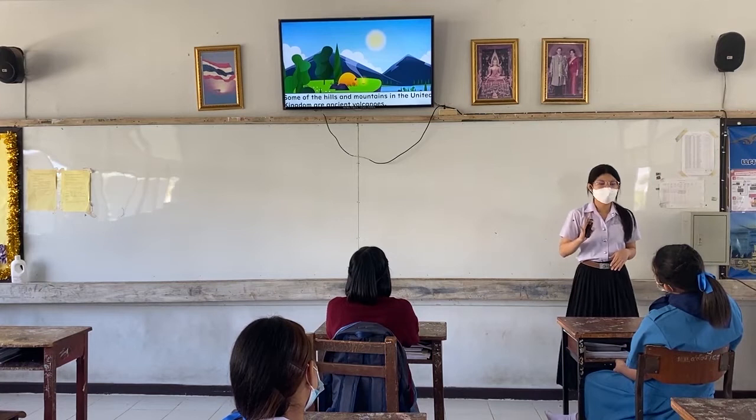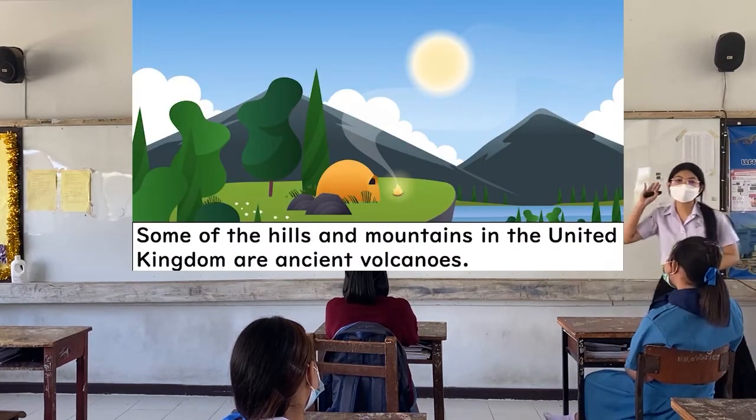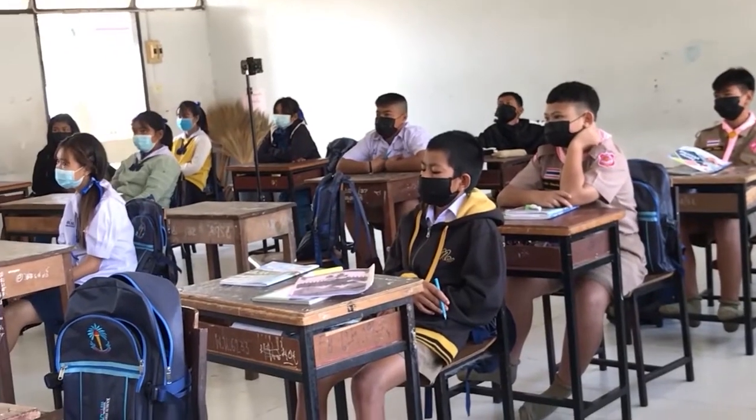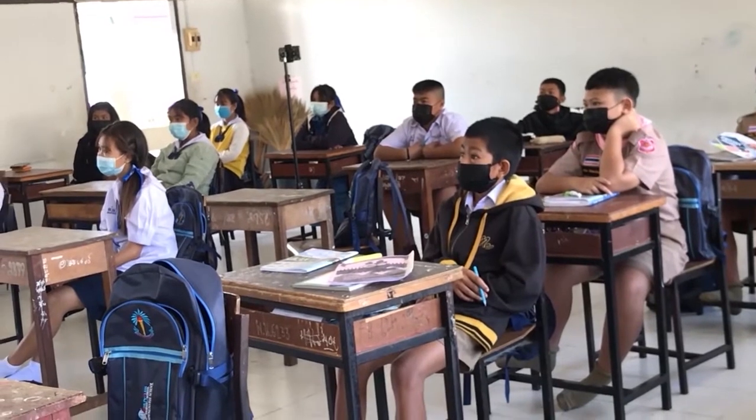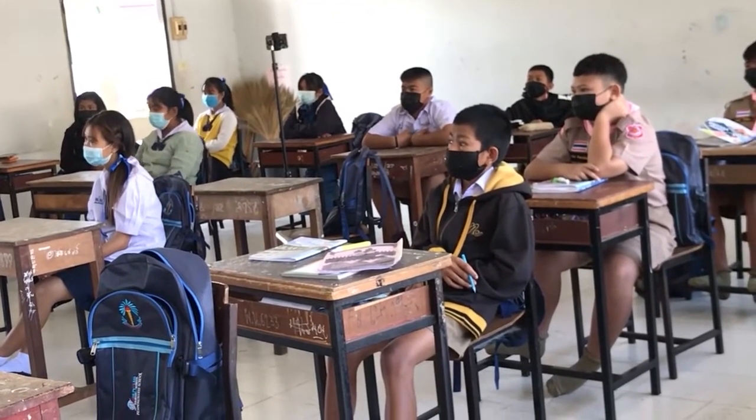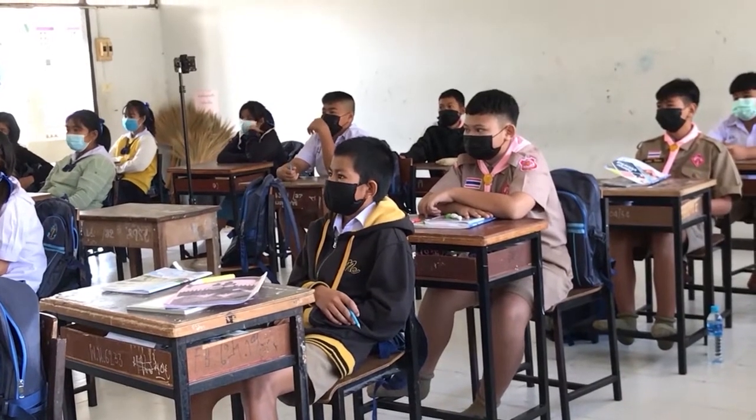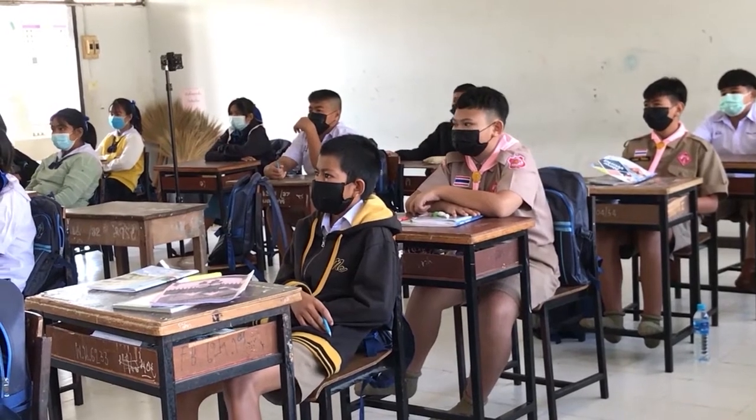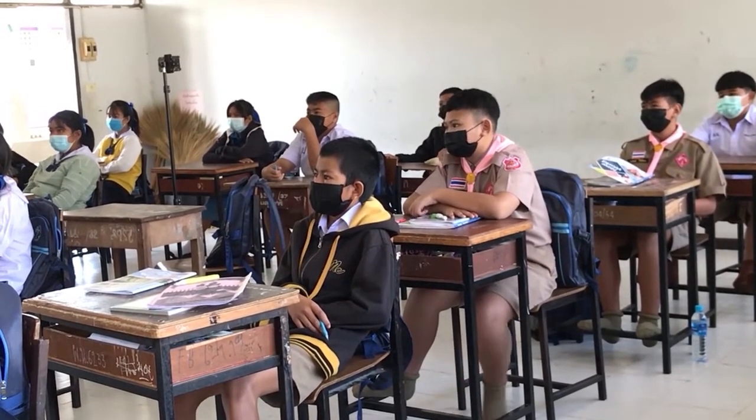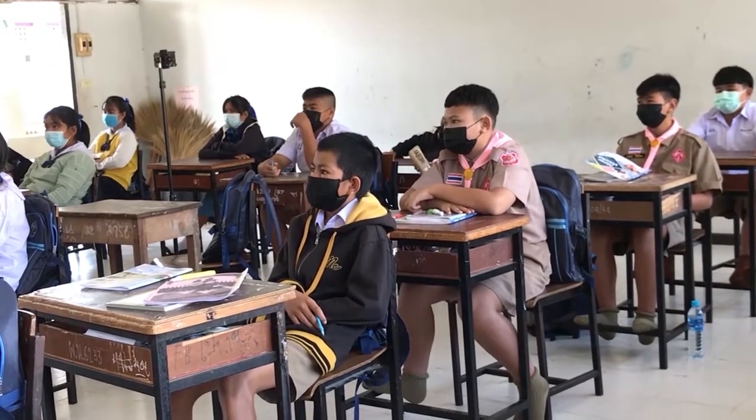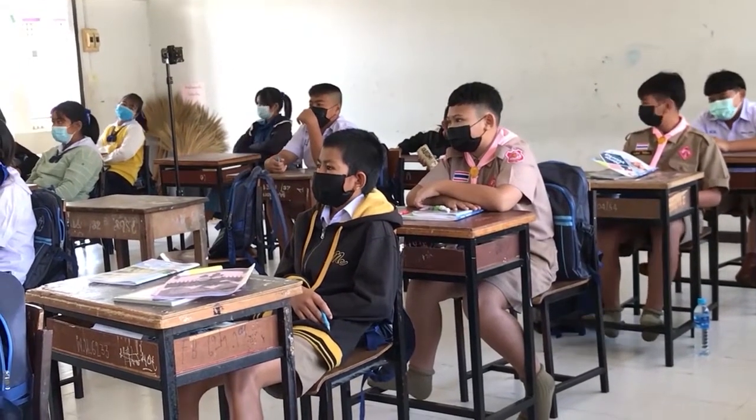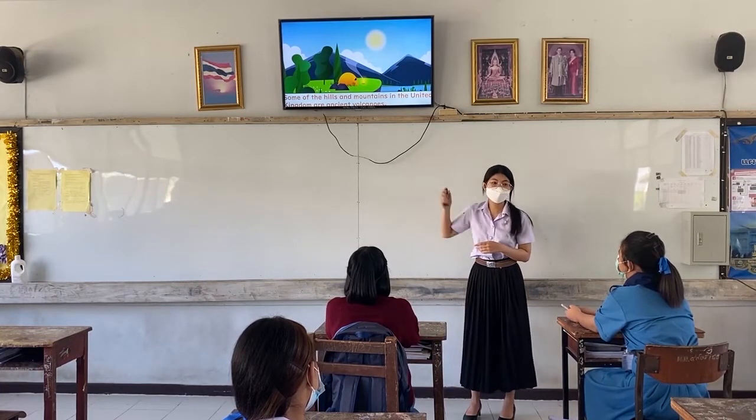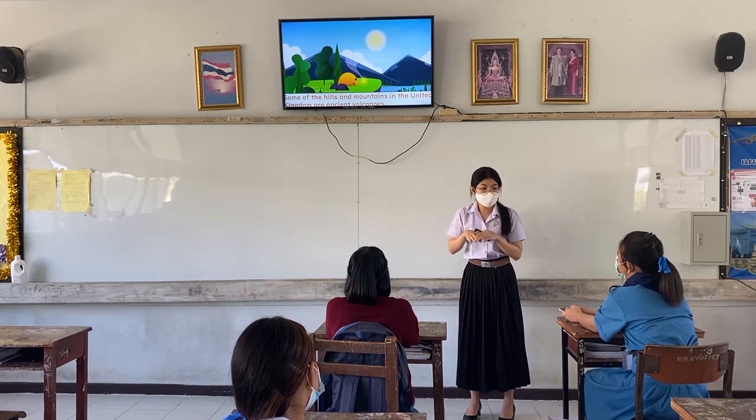Okay, now it's time to repeat. So, you have to listen first, and then I will let you speak. Some of the hills and mountains in the United Kingdom are ancient volcanoes. Your turn. Volcano. Okay. We use "and" to connect hills and mountains. This means hills and mountains are the same, are similar.